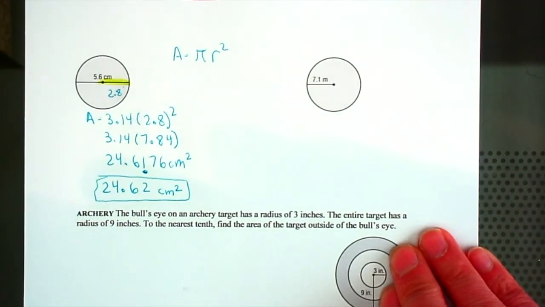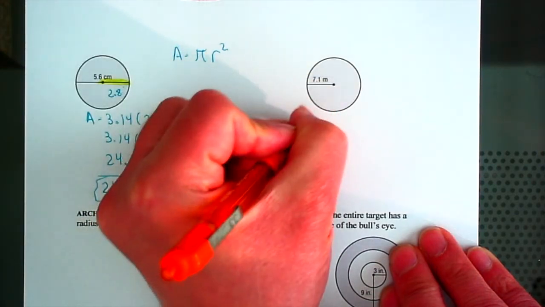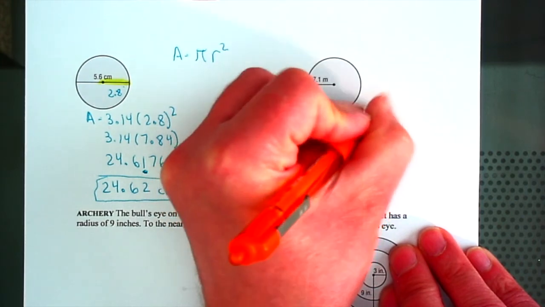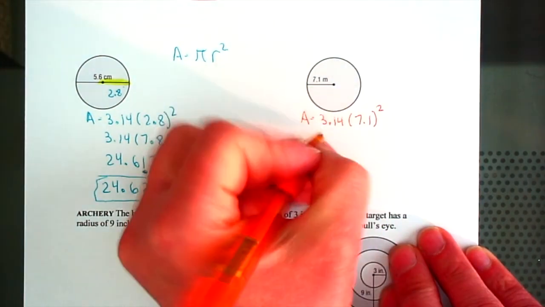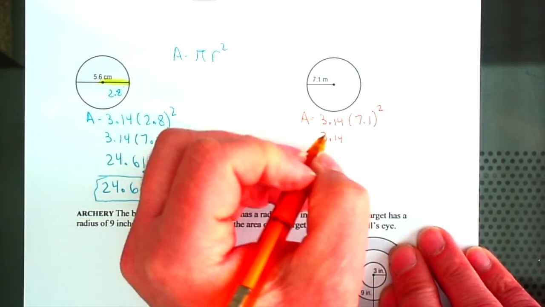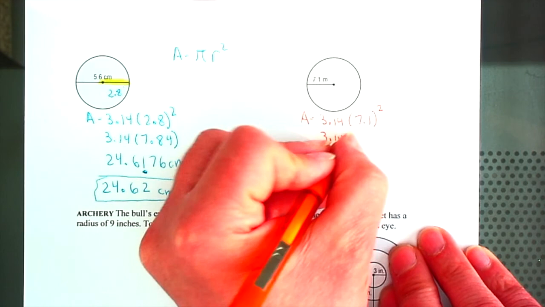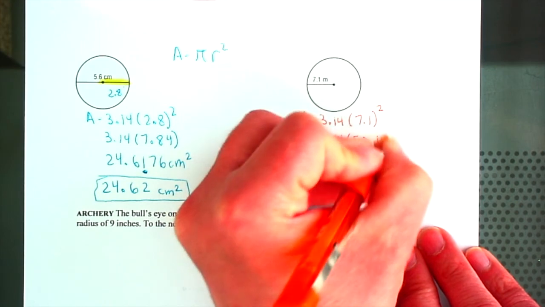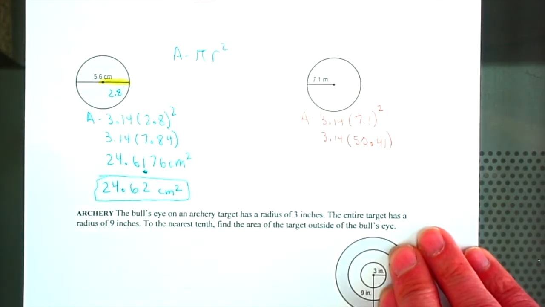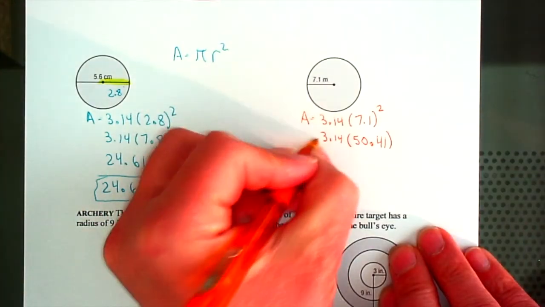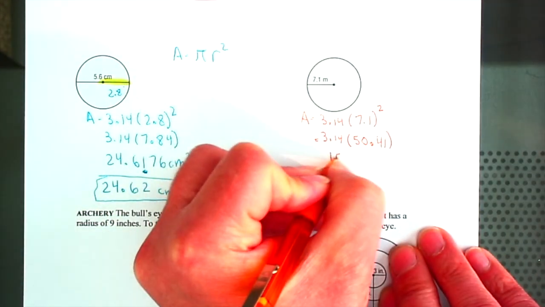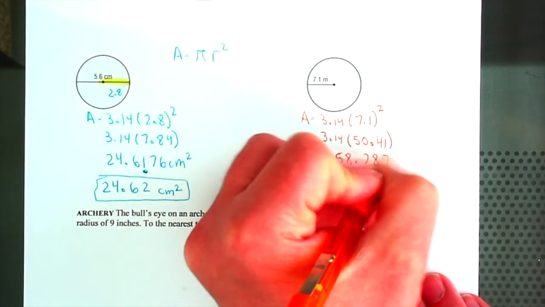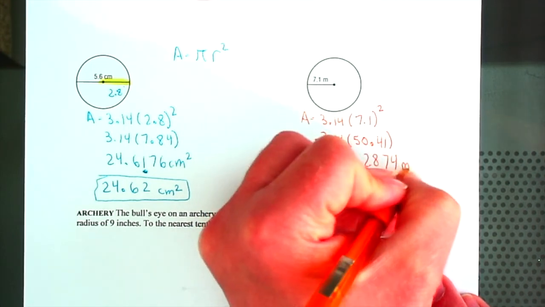Now they did give me the radius. So the area is 3.14 times 7.1 squared. I go 3.14, and 7.1 squared, which is 7.1 times 7.1, is 50.41. Multiply those two together, I get 158.2874 meters squared.